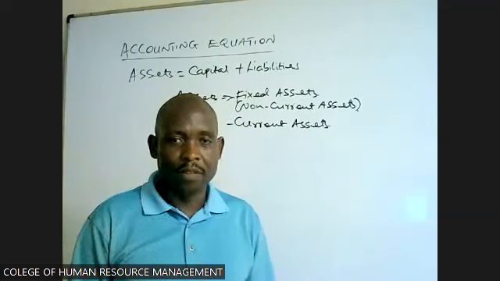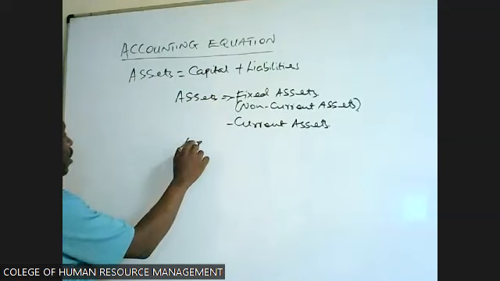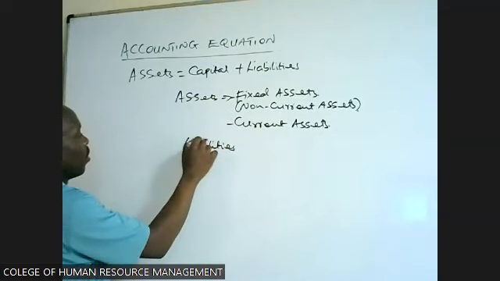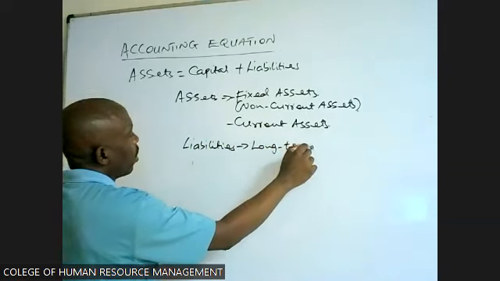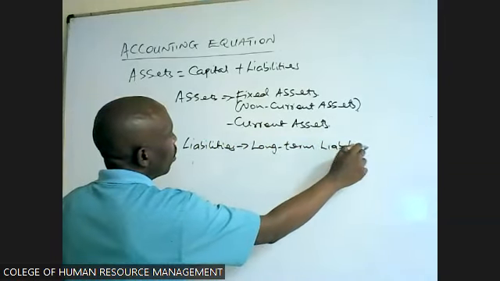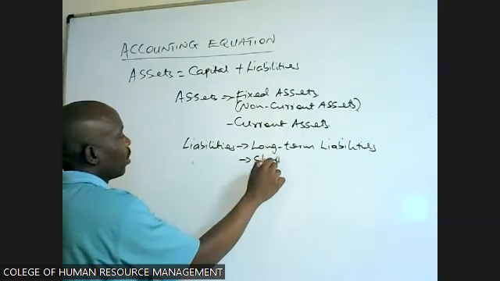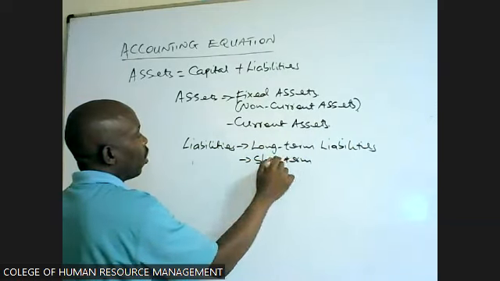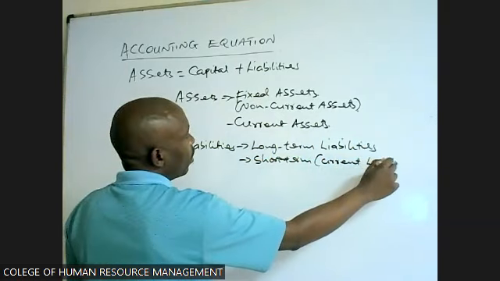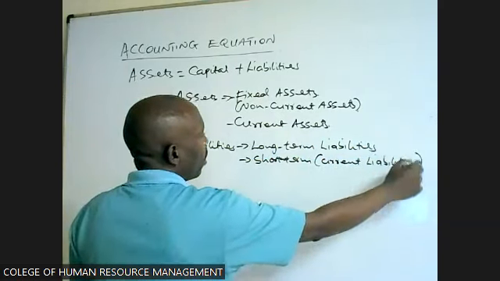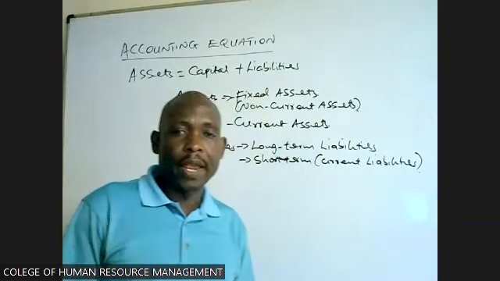Then we have the liabilities. For the liabilities, they are also classified into two. We have those we call long-term liabilities. We have those we call the short-term, or they are also referred to as the current liabilities. They are simply the business obligations, what you need to pay.